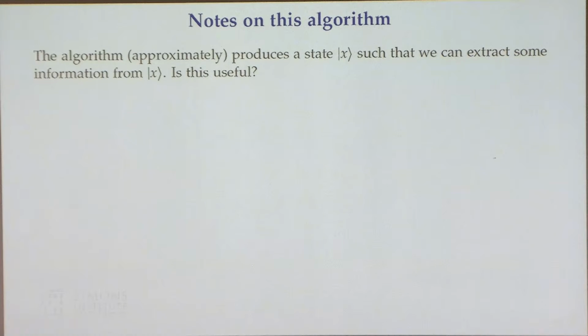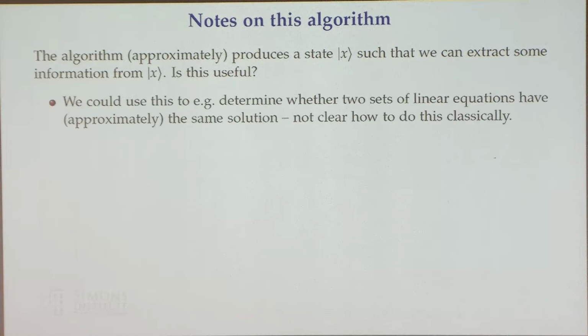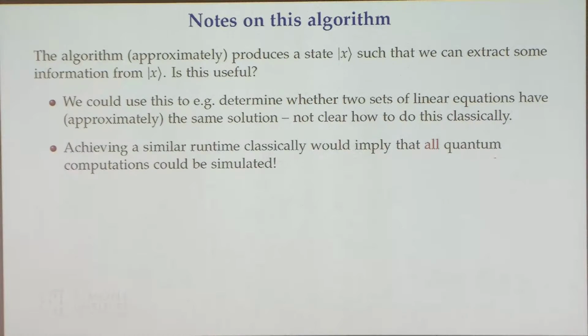Okay, so there's a number of caveats that go into the algorithm, which are well known, and one of them is that it produces a quantum state X, which is a superposition corresponding to the output. It doesn't give us all of the output itself. Even to write down the whole output would take us time n. So we have to think about, okay, can we actually do something useful with this? And one thing we could do, for example, is determine whether two sets of linear equations have approximately the same solution by taking the inner product between these vectors. And this was, I think, an observation of Andris Ambainis from a long time ago.